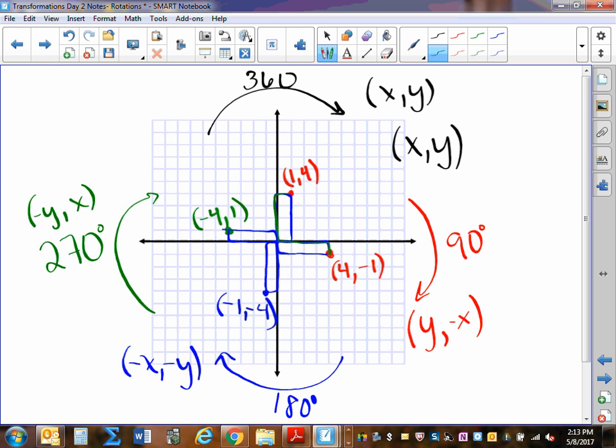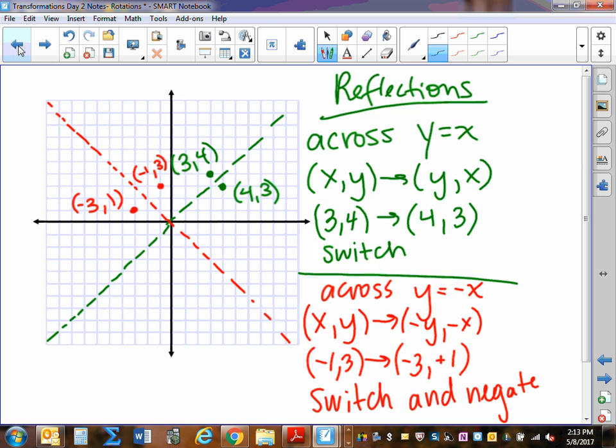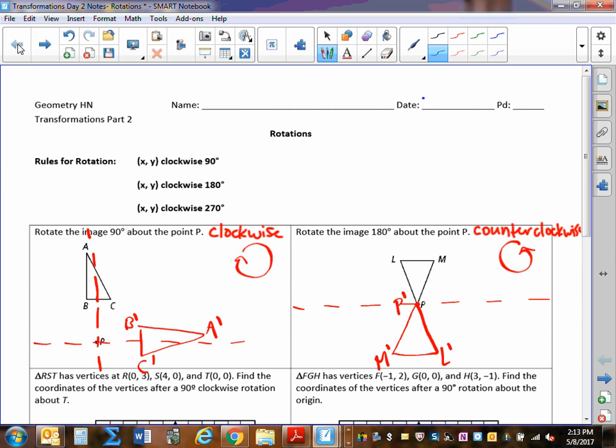Let's go and fill these out on the front side of your notes. These are all clockwise. Before we fill it in though, 90 degrees clockwise, how much would that be counterclockwise? 270. And if I'm clockwise 180, how much is that counterclockwise? Still 180. And if I am clockwise 270, how much is that counterclockwise?